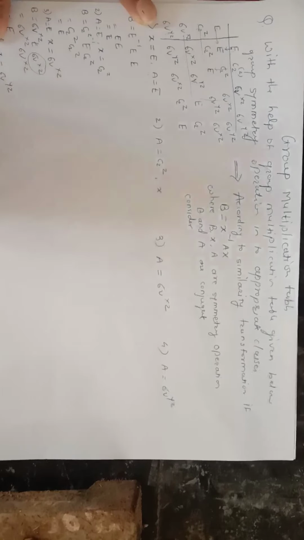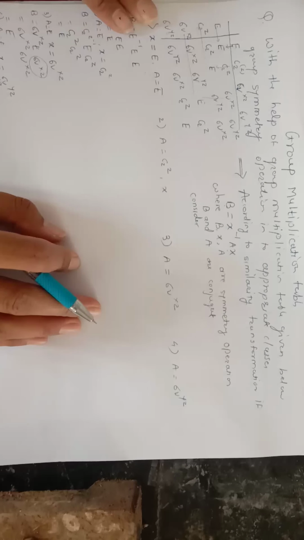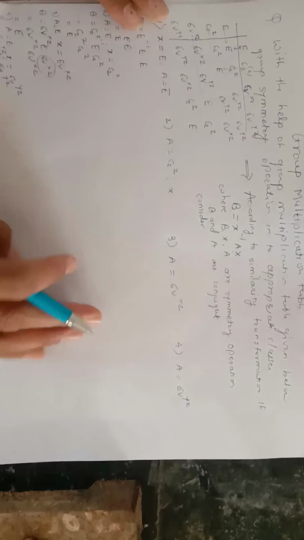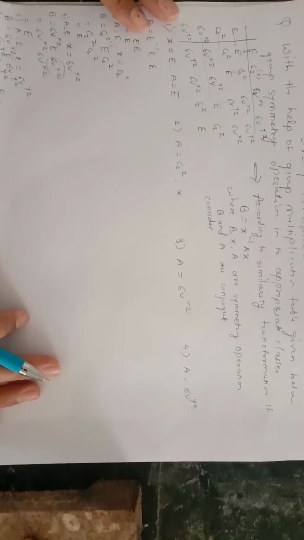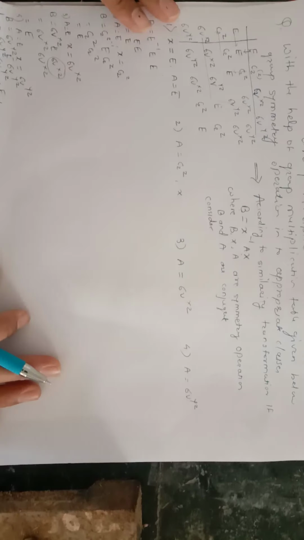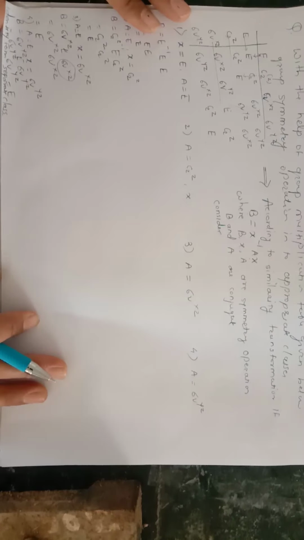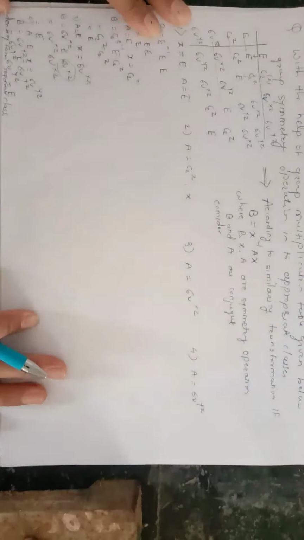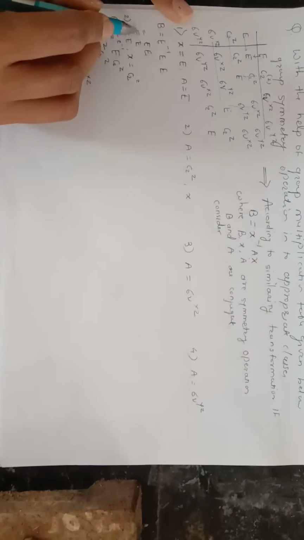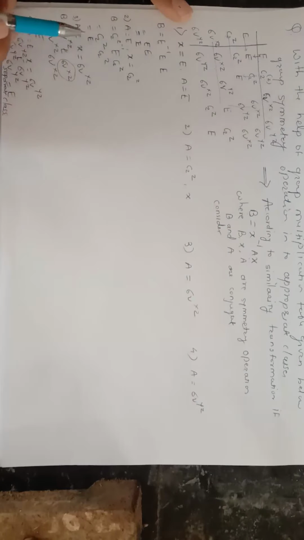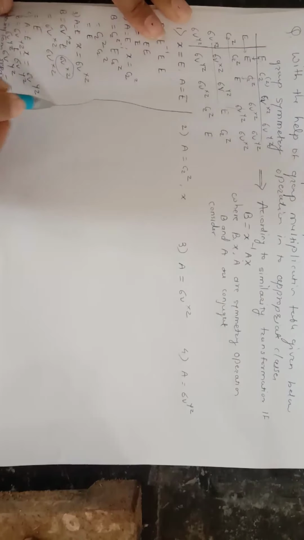What is the question here? With the help of the group multiplication table given below, group the symmetry operations in the appropriate class. Okay, and here all the multiplication gives the E value. That means identity forms a separate class.